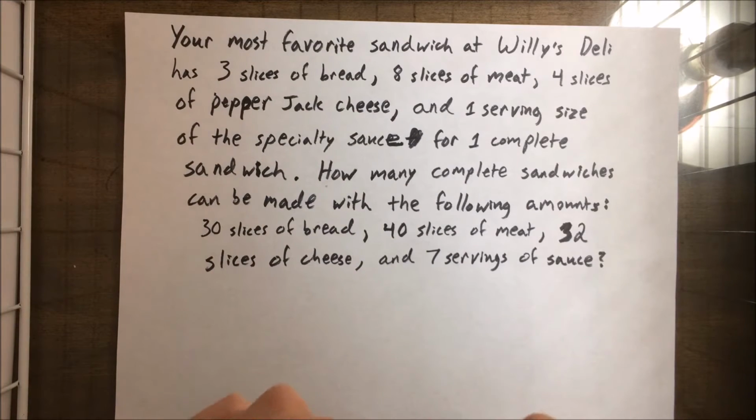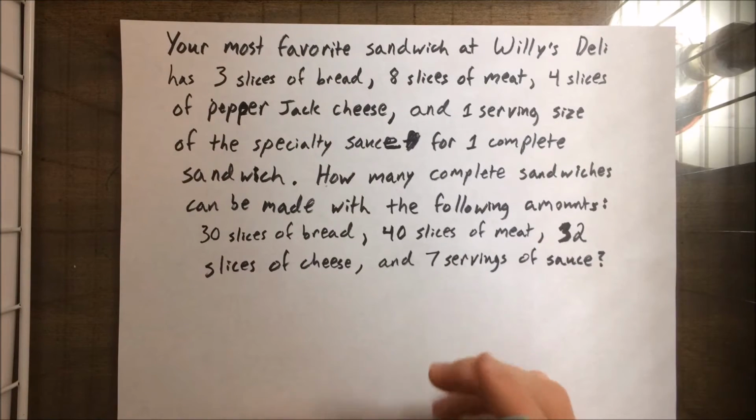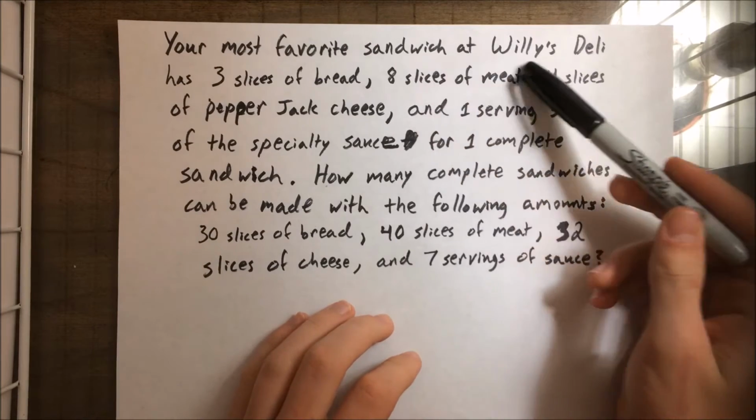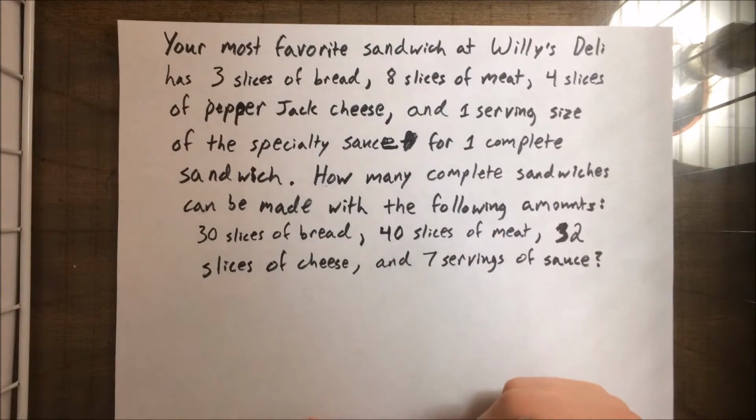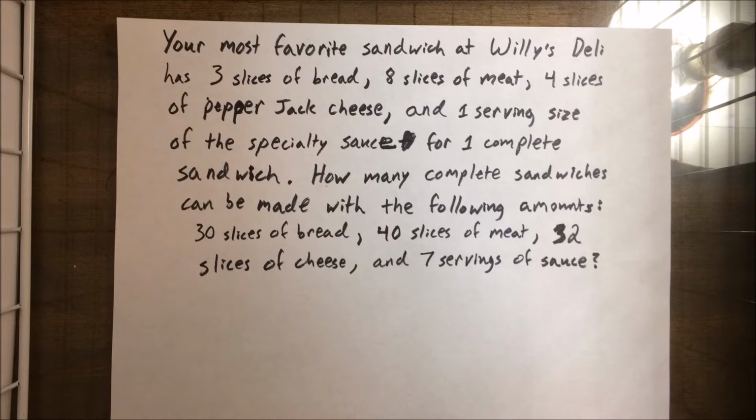In this example, we're going to use bread and sandwiches. Your most favorite sandwich at Willie's Deli has 3 slices of bread, 8 slices of meat, 4 slices of pepper jack cheese, and 1 serving size of the specialty sauce for 1 complete sandwich. How many complete sandwiches can be made with the following amounts? 30 slices of bread, 40 slices of meat, 32 slices of cheese, and 7 servings of sauce.